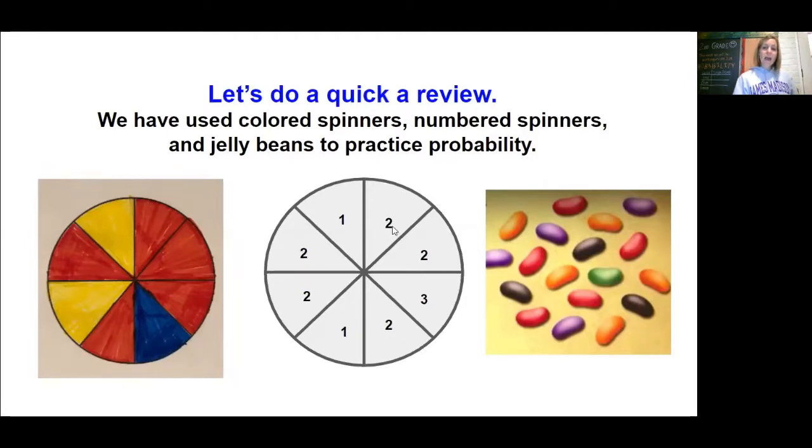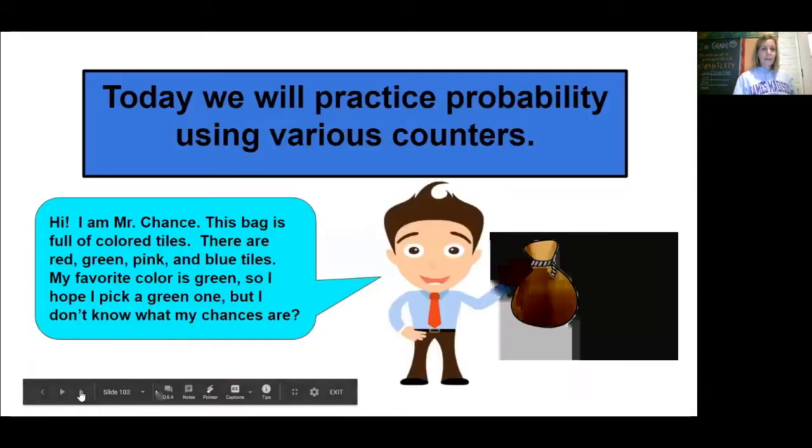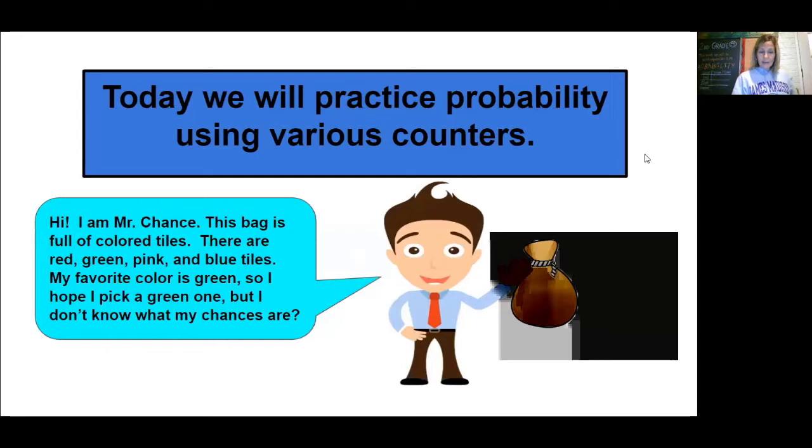and that I'm more likely to land on 2 because there are 1, 2, 3, 4, 5 2s. We also looked at a set of jelly beans, and if you remember from this set, only one is green, so I am much less likely to pick a green jelly bean than any other color. Today, we are going to practice probability using various counters.